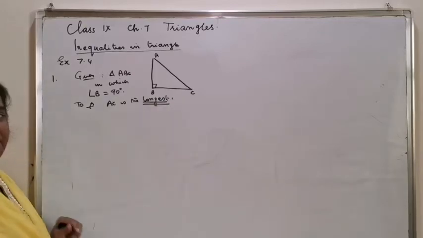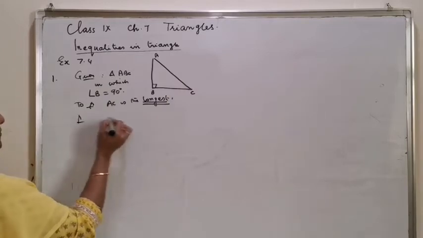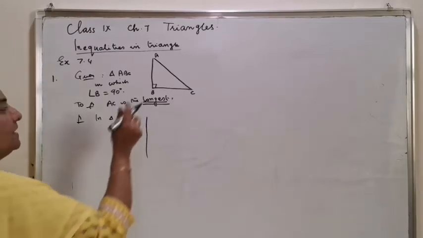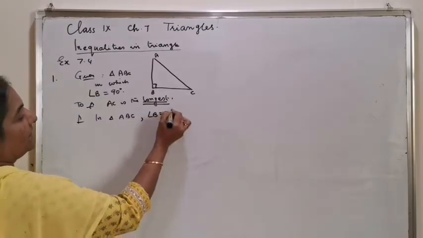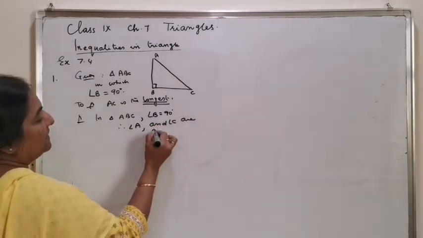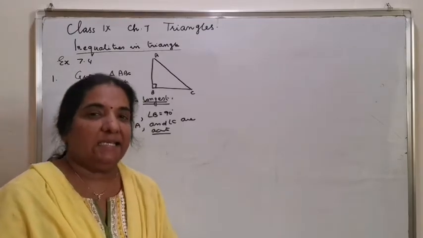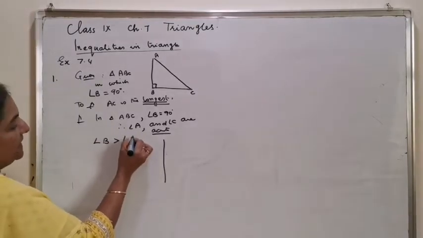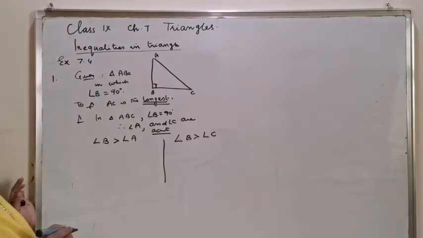AC is the longest. Let us take the pairs of sides separately. Proof. In triangle ABC, angle B is 90 degrees. Therefore, angle A and angle C are definitely acute. That means they will be below 90 degrees. Let us take it separately. The first case is angle B greater than angle A, and the second case is angle B greater than angle C.